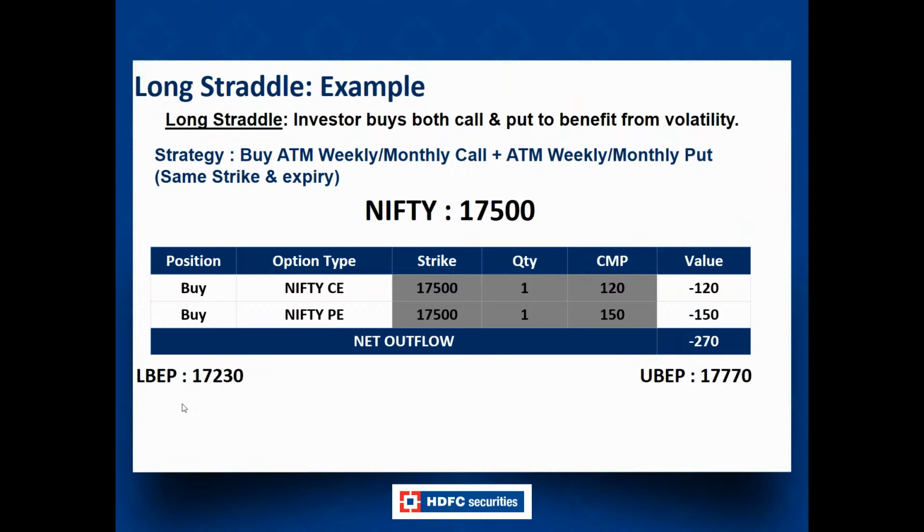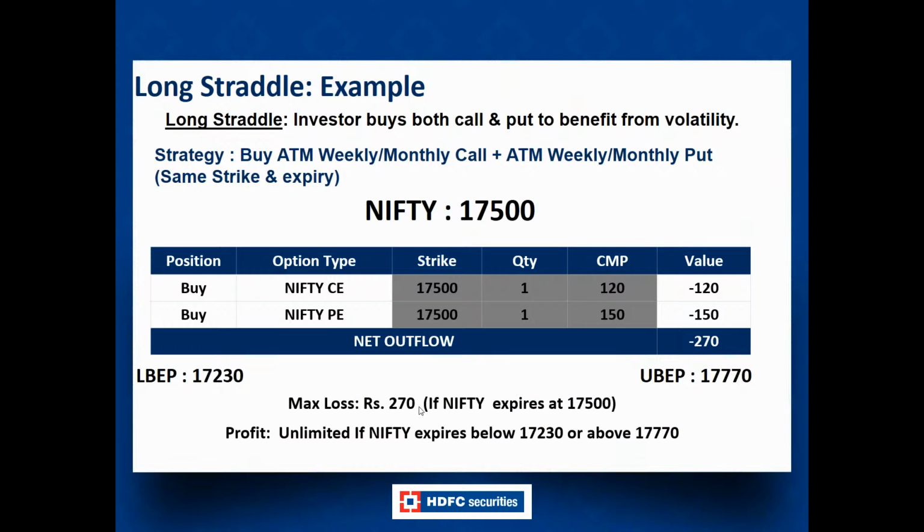So here my break even is 17,230, that is 17,500 minus 270. Below 17,230, my profit is unlimited. And on the upper side, 17,500 plus 270 is 17,770. If Nifty starts moving above 17,770 levels, my profit will be unlimited. So the maximum loss for this strategy is 270 rupees. If Nifty expires at 17,500 only, that means if it doesn't go anywhere, I will lose the full 270 rupees per share. But if Nifty starts moving above 17,770, the upper break-even point, or below the lower break-even point of 17,230, my profit is unlimited, however far it goes beyond those break-even points.